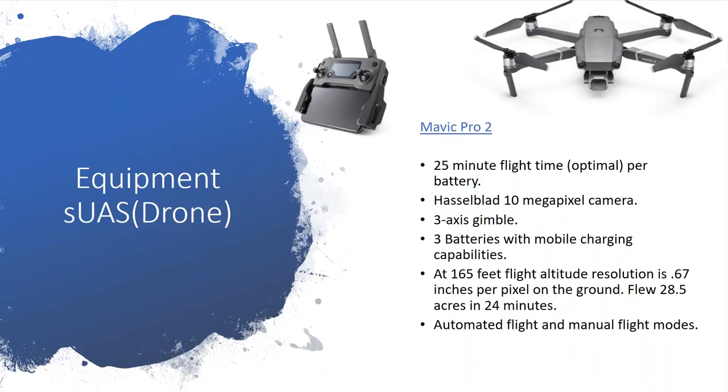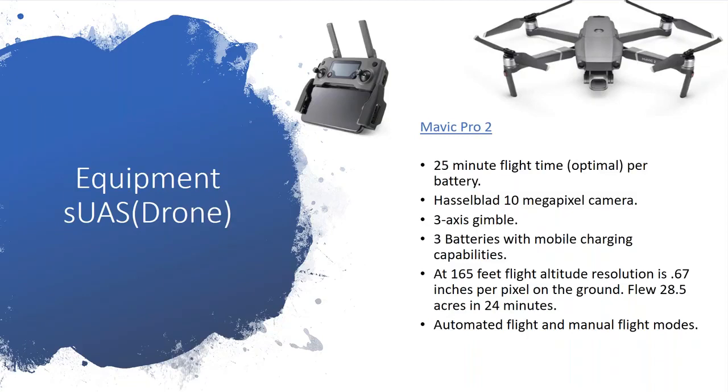It's got a really nice camera. It's a Hasselblad 10 megapixel camera, which gives me some phenomenal resolution on the photographs that I take, and that helps when we start processing it into orthomosaics. It's got a 3-axis gimbal on the camera, so I can go up, down, side to side, and really get some really nice aerial photography done with it. Like I say, I had 3 batteries with a mobile charging system, so I can work for long periods in the field.